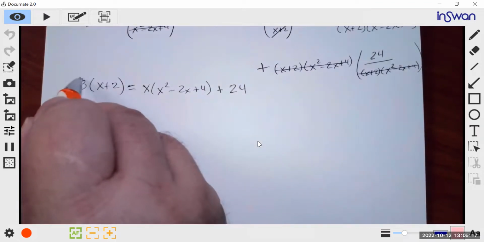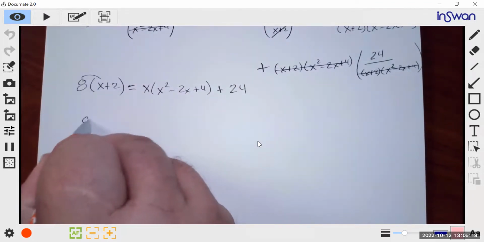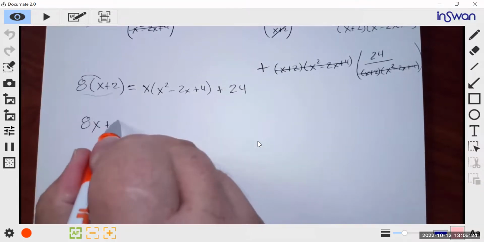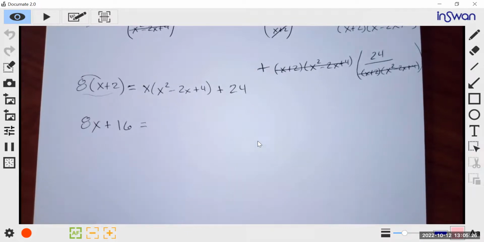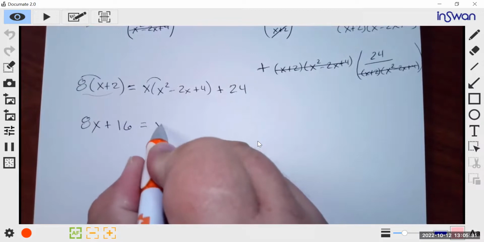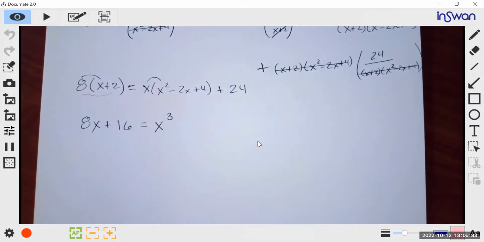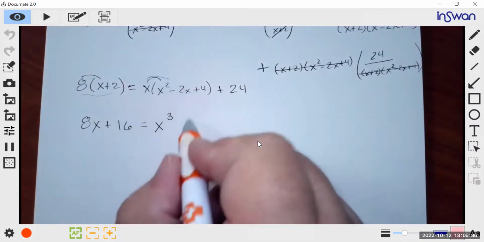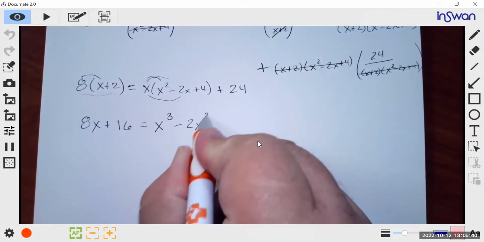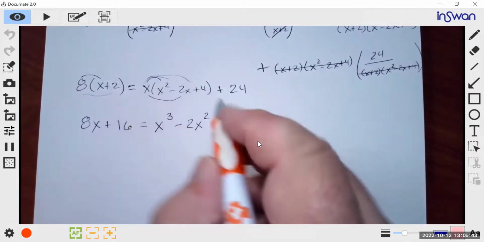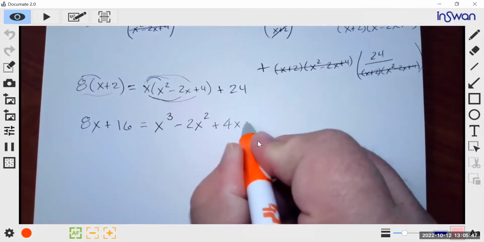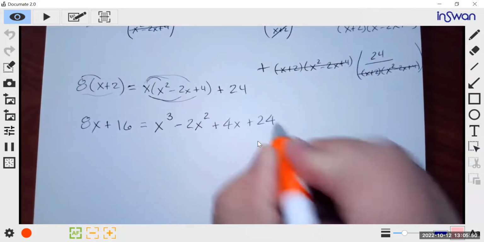Get rid of the parentheses. 8 times x is 8x, positive, positive, positive. 8 times 2 is 16. X times x squared is x cubed. Positive times negative is negative. X times 2x is 2x squared. Positive times positive is positive. X times 4 is 4x plus 24.